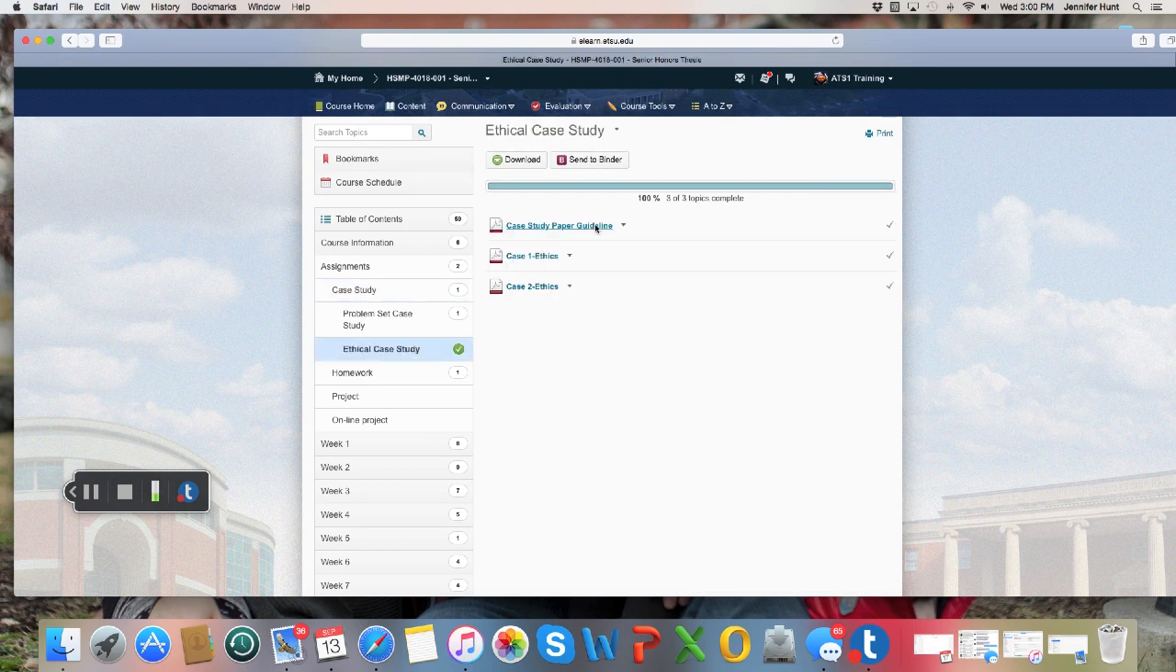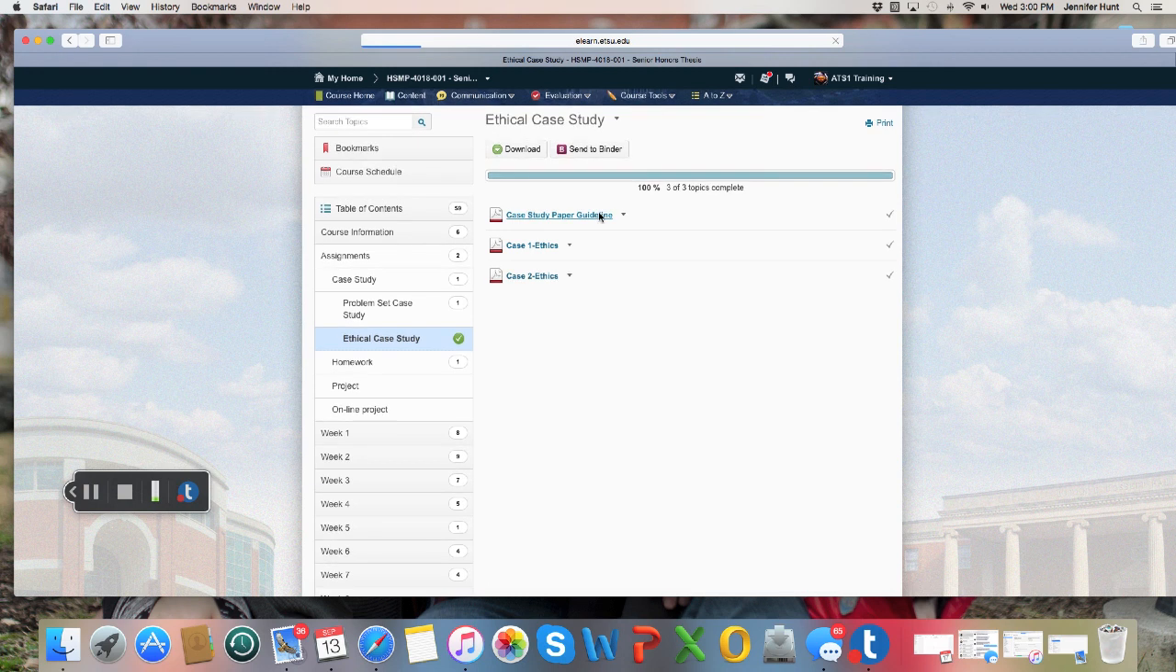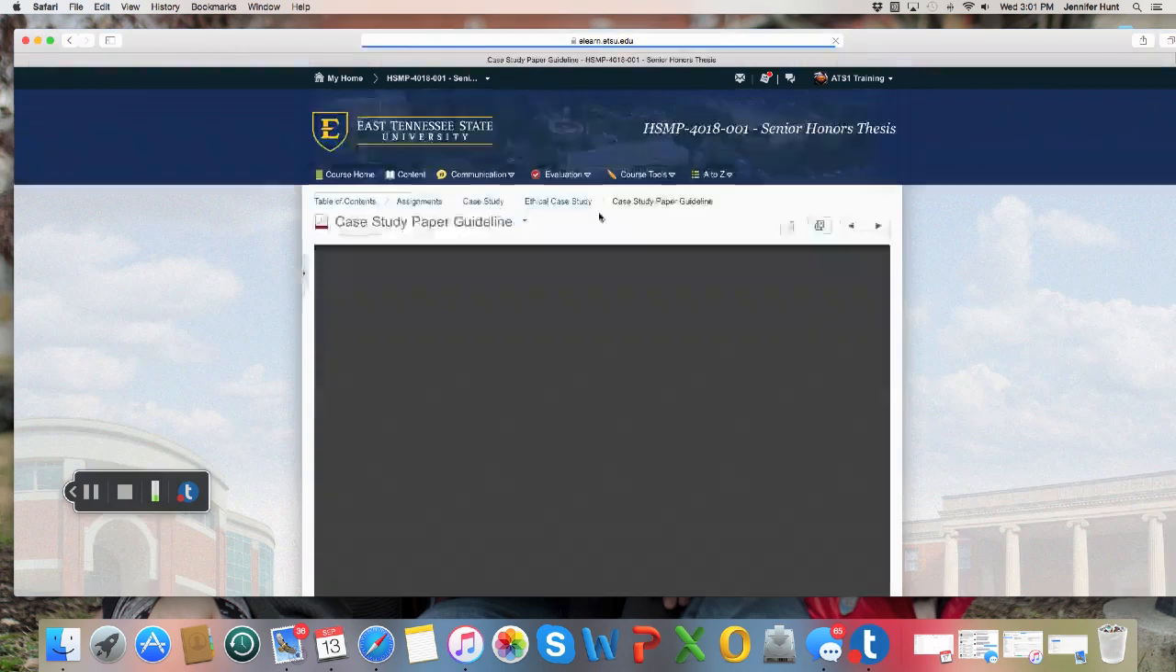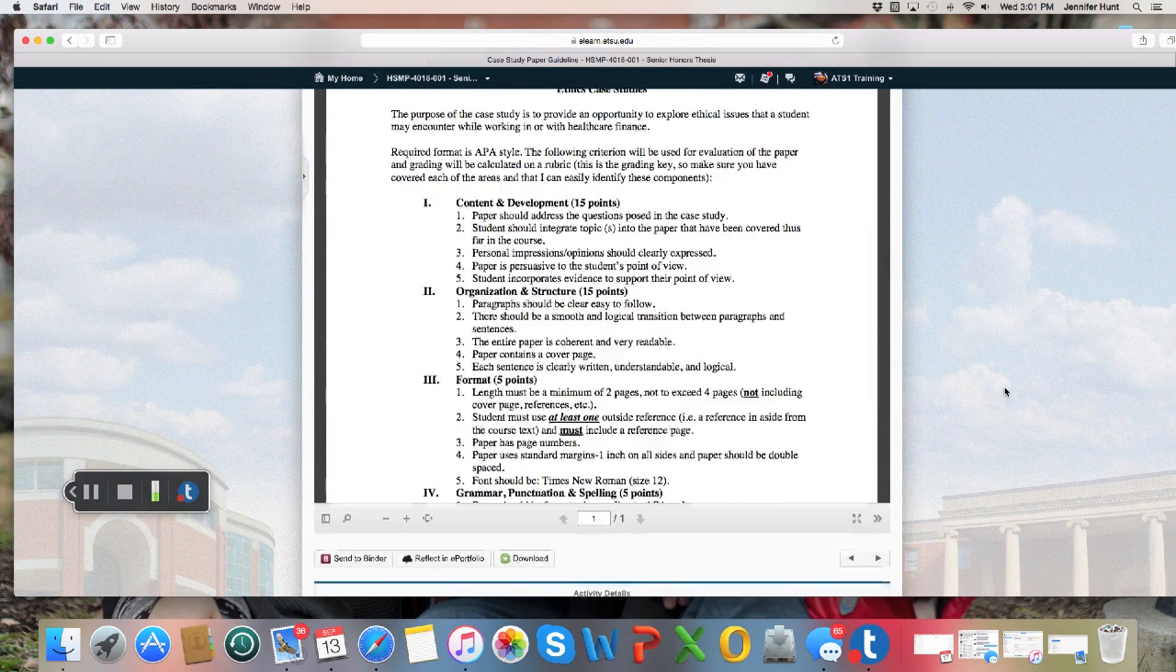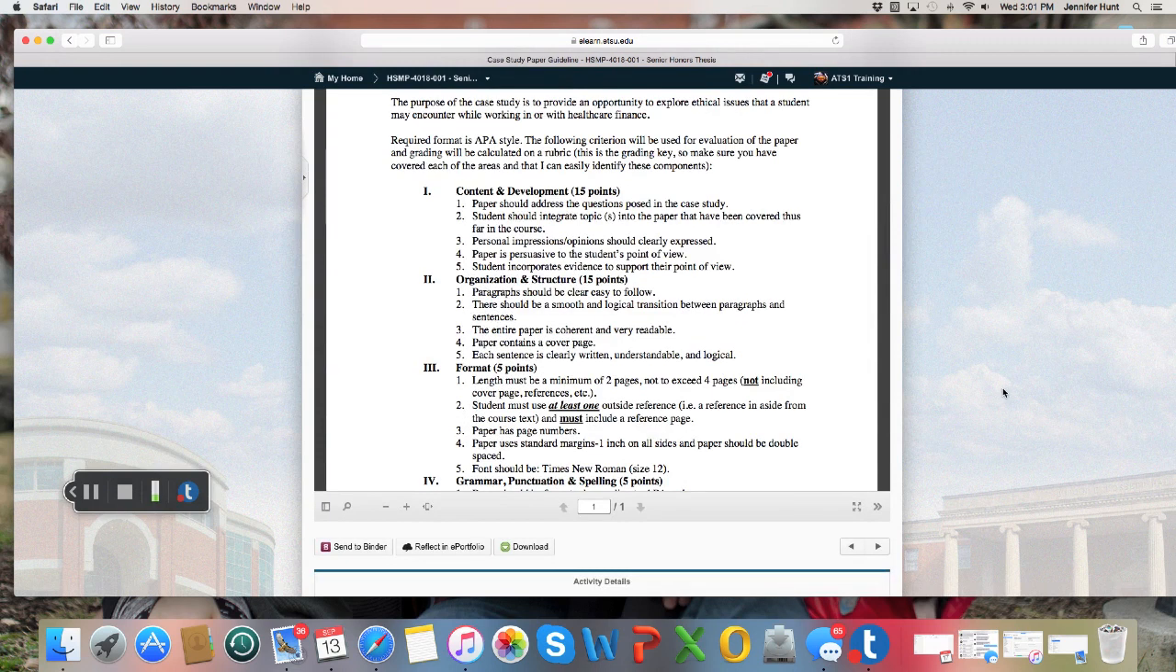The first document that you'll notice is your case study paper guidelines. This is going to be the criteria. This is more like a narrative form criteria of what I'm going to be looking at in terms of the rubric and grading. So I'm going to mainly focus on content and development. And what I'm looking for here is simply how well you critically think through the case scenario that's presented.